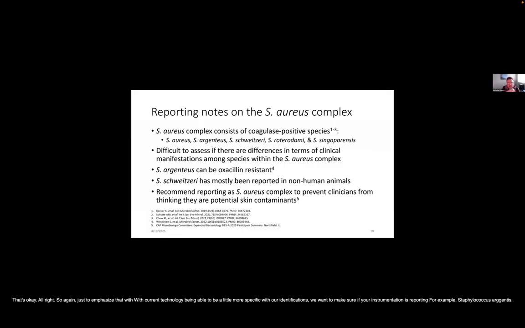All right. So again, just to emphasize, with current technology being able to be a little more specific with our identifications, we want to make sure that if your instrumentation is reporting, for example, Staphylococcus argenteus, the lab knows to report this as Staph aureus complex, because how we determine oxacillin or methicillin resistance is different for Staph aureus and other staphylococcal species. So we don't want to misidentify something and have the incorrect clinical breakpoints for our AST applied.